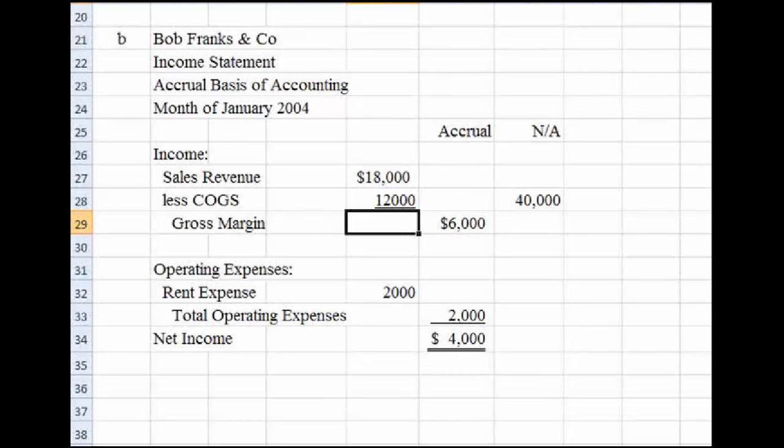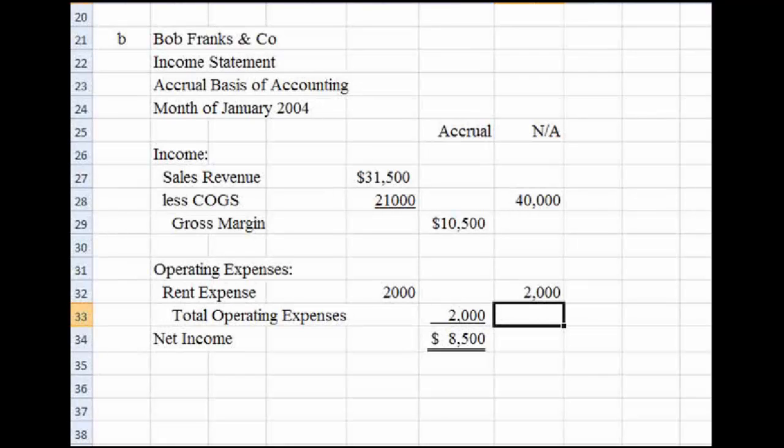The $13,500 goes on the sales line and will be added to the $18,000, and the $9,000 goes on the costs of goods sold line and will be added to the $12,000. The final transaction, even though it was paid in January, belongs in February in the accrual-based system. On that basis, it goes into the NA column. That completes the accrual-based income statement.